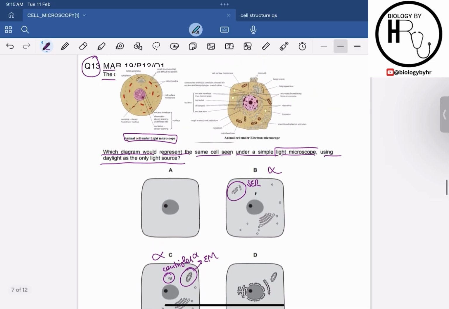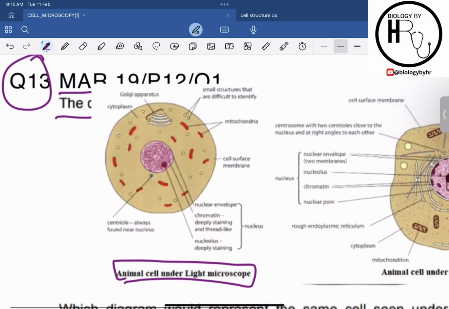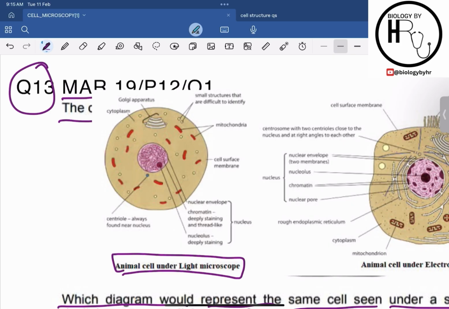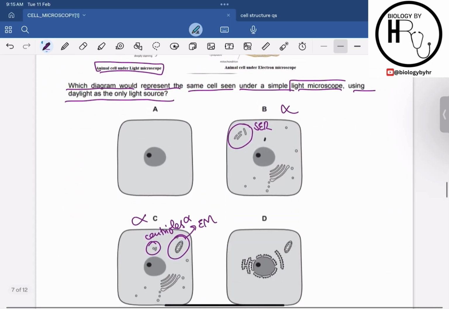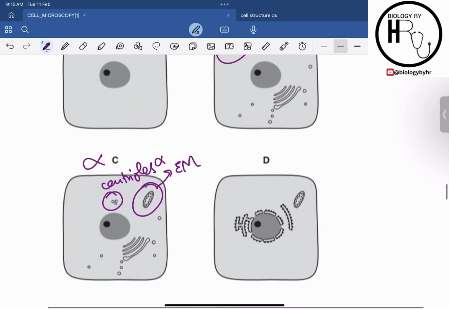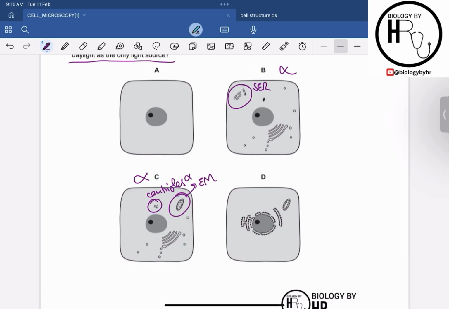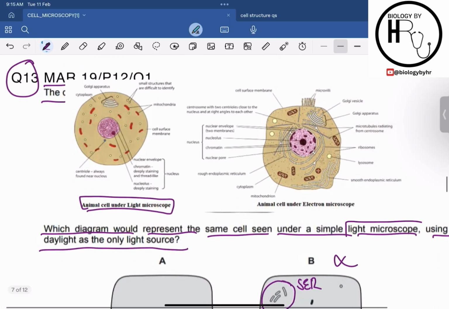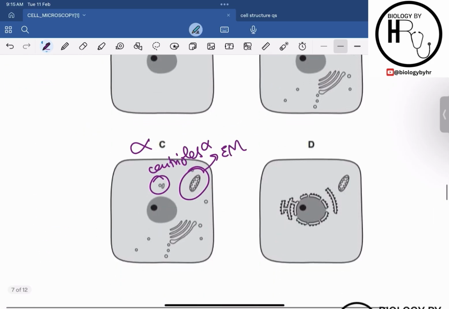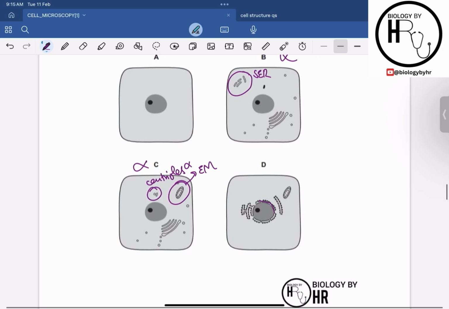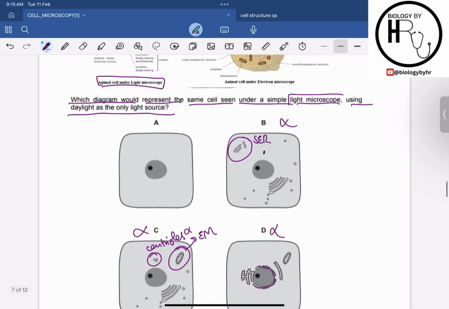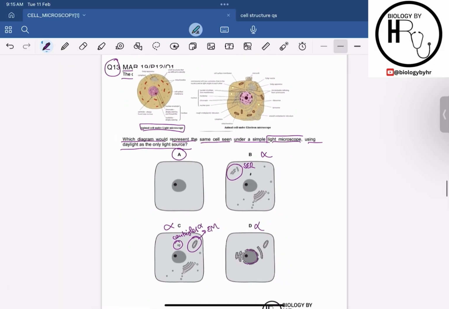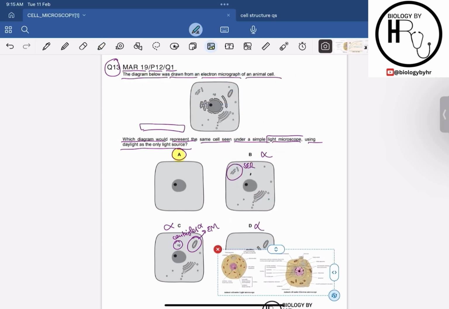Then if I talk about option D, in the animal cell under the light microscope, the double membrane of the nuclear envelope is not visible, whereas in option D we can see the double membrane nuclear envelope, so option D is also incorrect. So the correct answer for this MCQ is option A. I hope that this MCQ is clear to all of you.